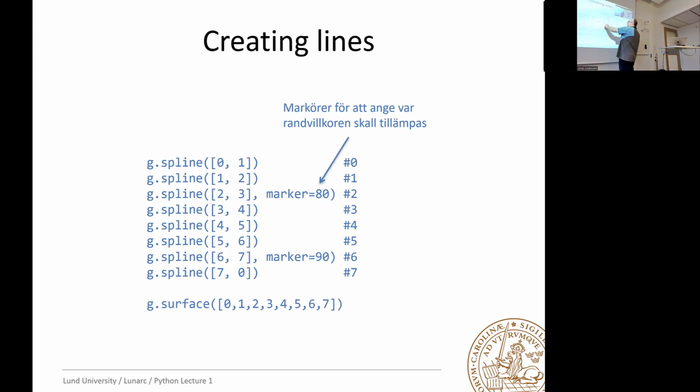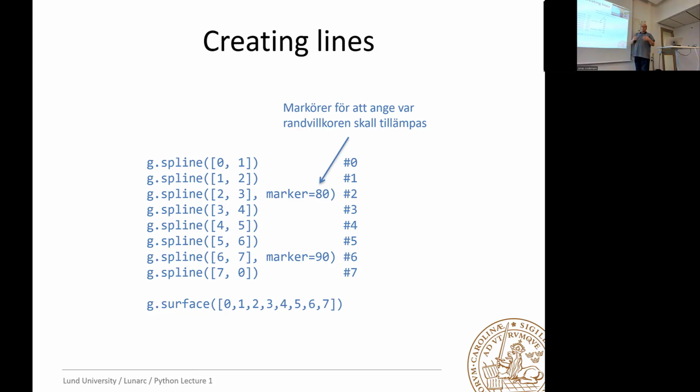So here the marker can be any number. You can also define them as variables and put them here, but it should be a number, any number. So I call this 80 and this 90. And we can use those markers later on in the code to retrieve the degrees of freedom, for example, at the line. So these markers are a way of getting back to the geometry in some sense.